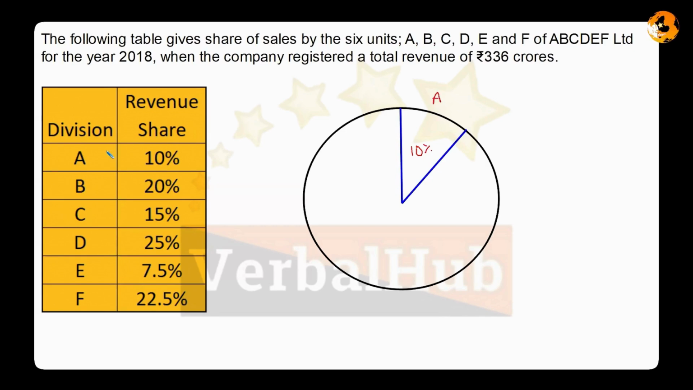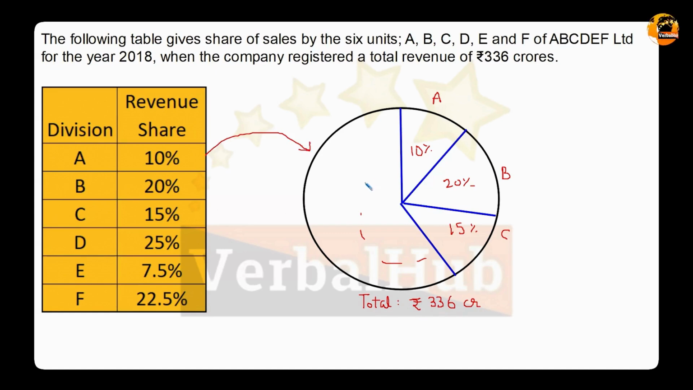So just writing these percentages on a circular region, that's what a pie chart does, right? Then 20% and then 15% and so on, right? We will put it across. And so on. So that's how a pie chart will look, right? And just below the pie chart will be mentioned the total value, 336 crores, right? So this is the conversion from table to the pie chart, right?